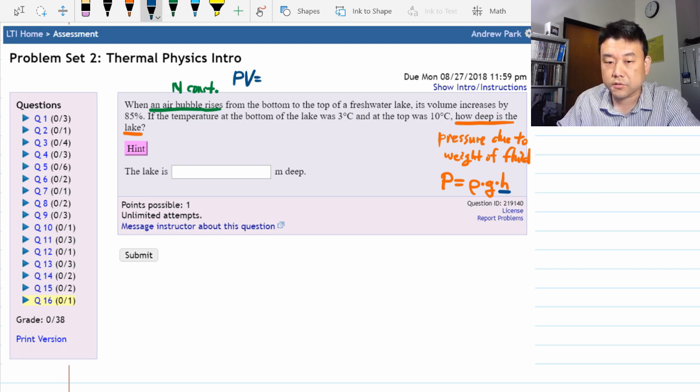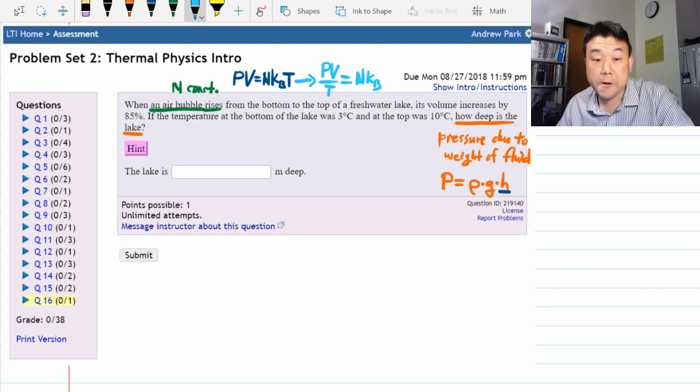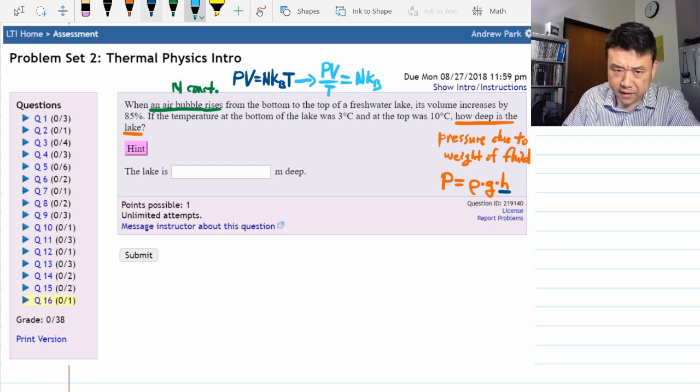PV is equal to NkT. And maybe because N is constant, you're already thinking ahead to putting this into this format: PV over T is equal to Nk, a constant quantity, a kind of conserved quantity for this question. Maybe that will be useful. We'll see. All right, let's diagram some of the information that is given.